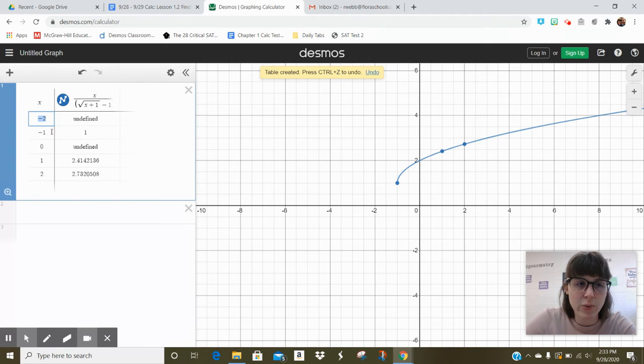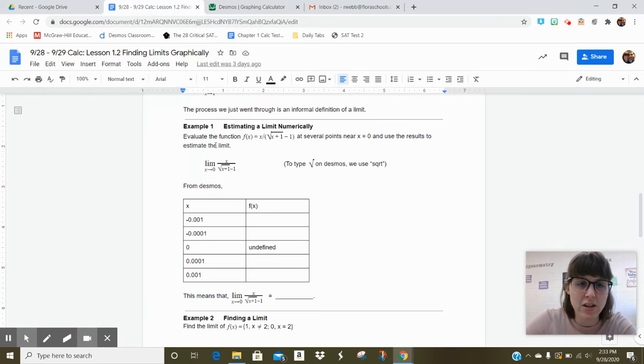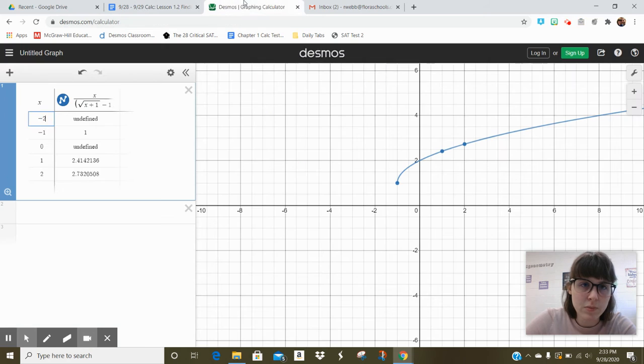And now, we want to find the limit as x approaches 0. So look back here. Find the limit as x approaches 0. So we want to type some numbers in that are close to 0. And I gave you those already in your table on your notes. So we're going to type these numbers.